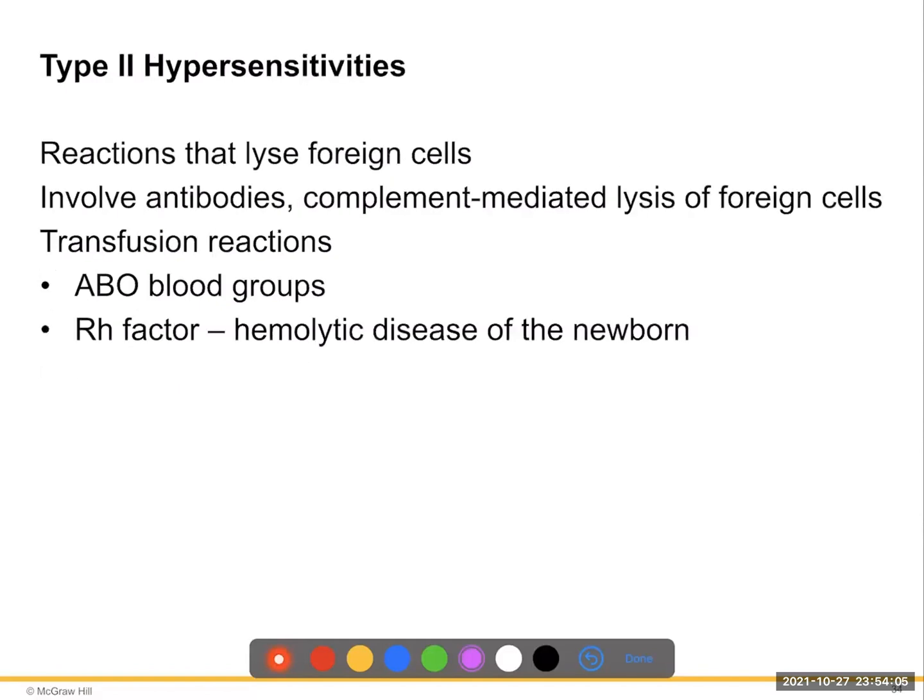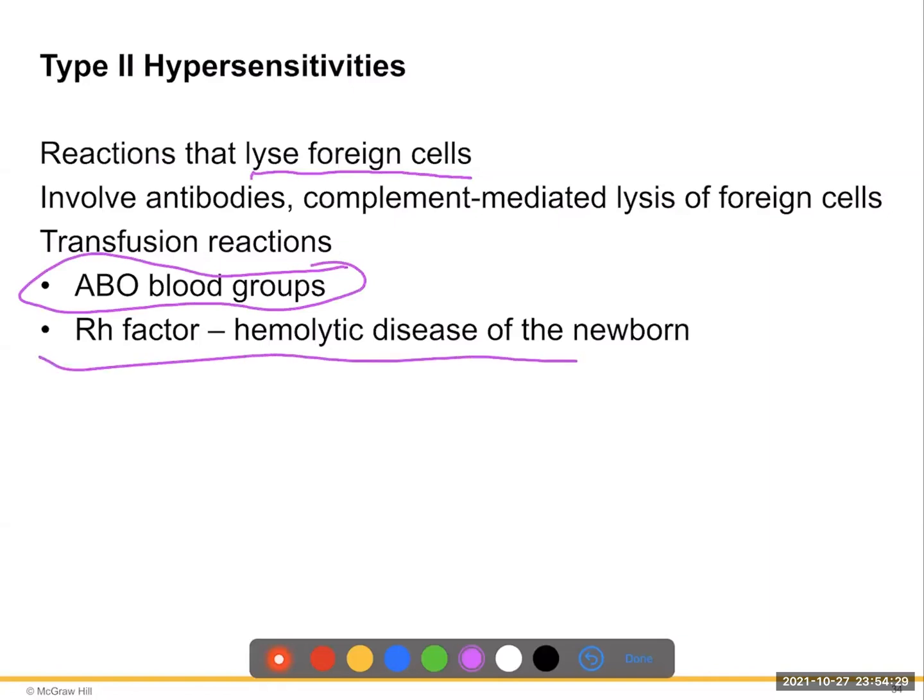All right, type 2. Type 2 allergic reactions are hypersensitivities. These are reactions that lyse foreign cells, actually put holes in foreign cells or the allergen and cause it to be destroyed. These involve antibodies and complement-mediated lysis of foreign cells. These are your transfusion reactions, your blood types A, B, AB, and O. And your Rh factor causes hemolytic disease of the newborn, because the Rh factor in the mother and the baby can be different. And that's when you run into trouble. That's when you have to use the RhoGAM shots to prevent this hemolytic anemia of the newborn.